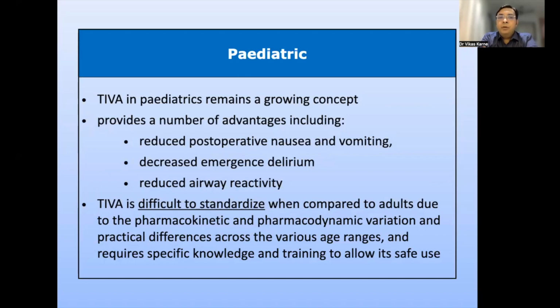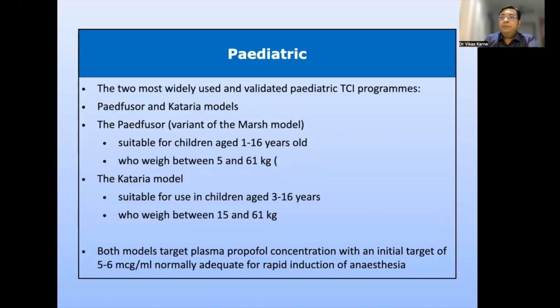It provides a number of advantages like reduced PONV, decreased emergence delirium, which is very common in pediatric patients, and reduced airway reactivity. TIVA is difficult to standardize in pediatric patients when compared to adults because of the pharmacokinetic and pharmacodynamic variations and practical differences across the various age ranges, and requires specific knowledge and training to ensure its safety for pediatric patients.